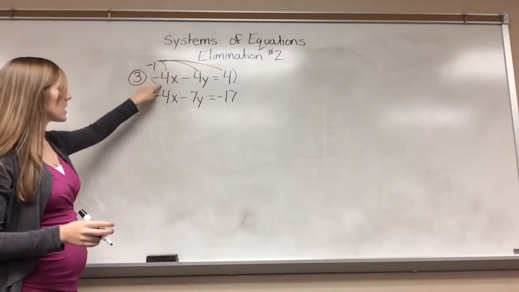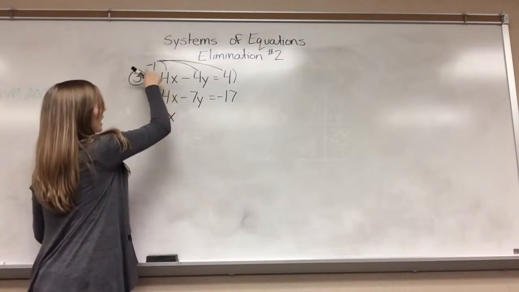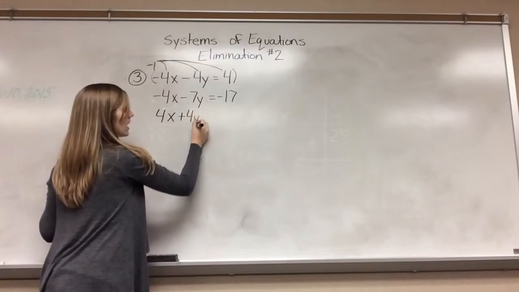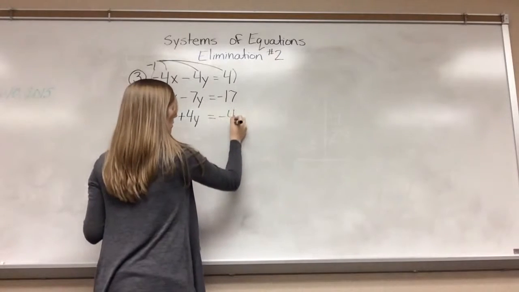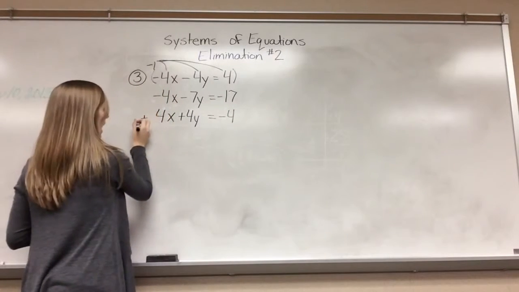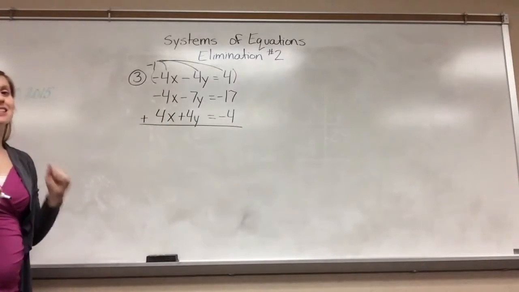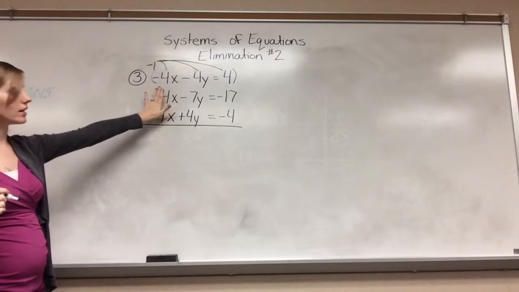So negative 1 times negative 4x is positive 4x. Negative 1 times negative 4y is positive 4y equals negative 1 times 4 is negative 4. So at this point, we can go ahead and add the two equations together. My x's will cancel, which is exactly what I wanted. Negative 4 and positive 4 is 0, so those are gone.